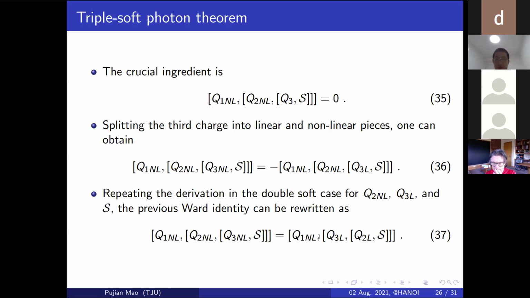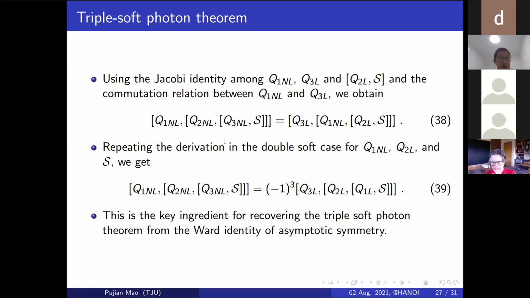You will somehow put Q2 to the right, and also replace the Q2 nonlinear by Q2 linear. And then you need to use the Jacobian between Q1 nonlinear, Q3 linear, and the commutator between Q2 linear and S. And also the commutation relation between Q1 nonlinear and Q3 linear. You will somehow put the Q1 nonlinear to the right.